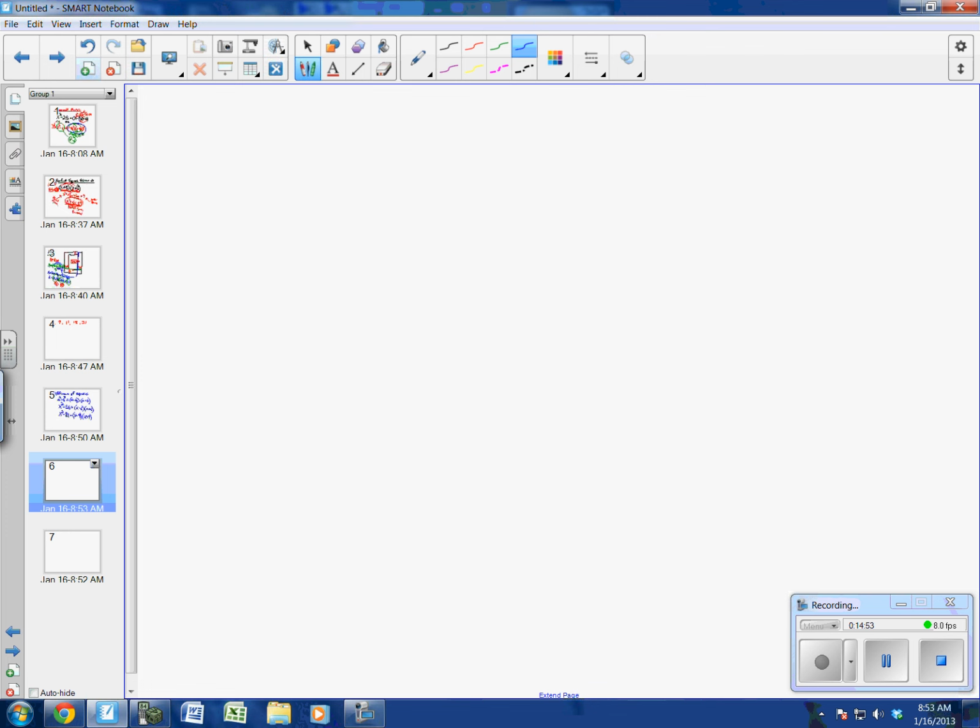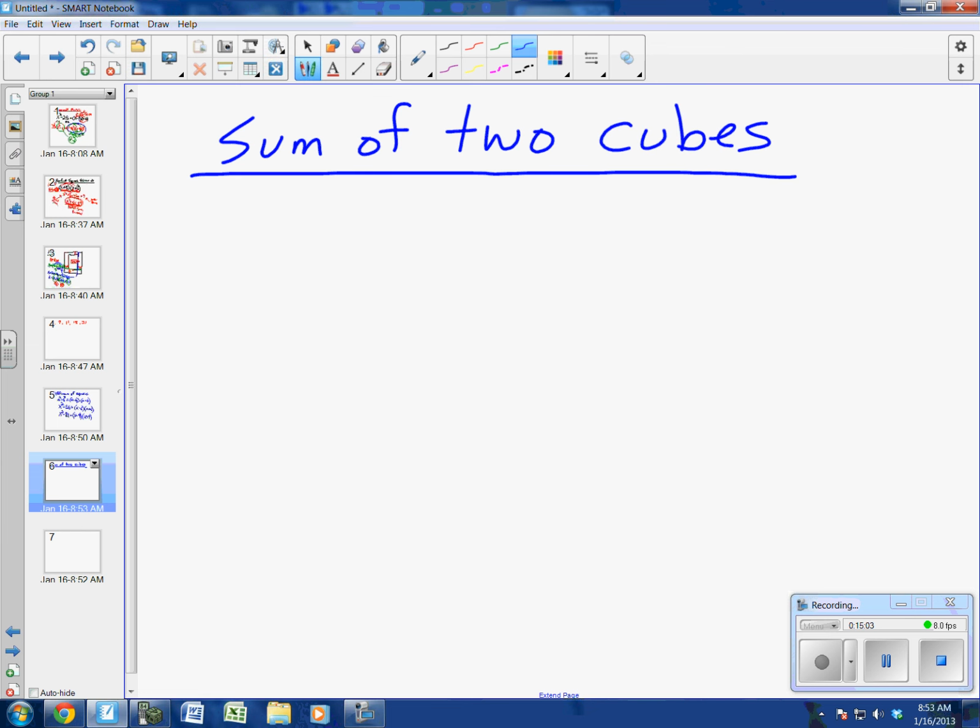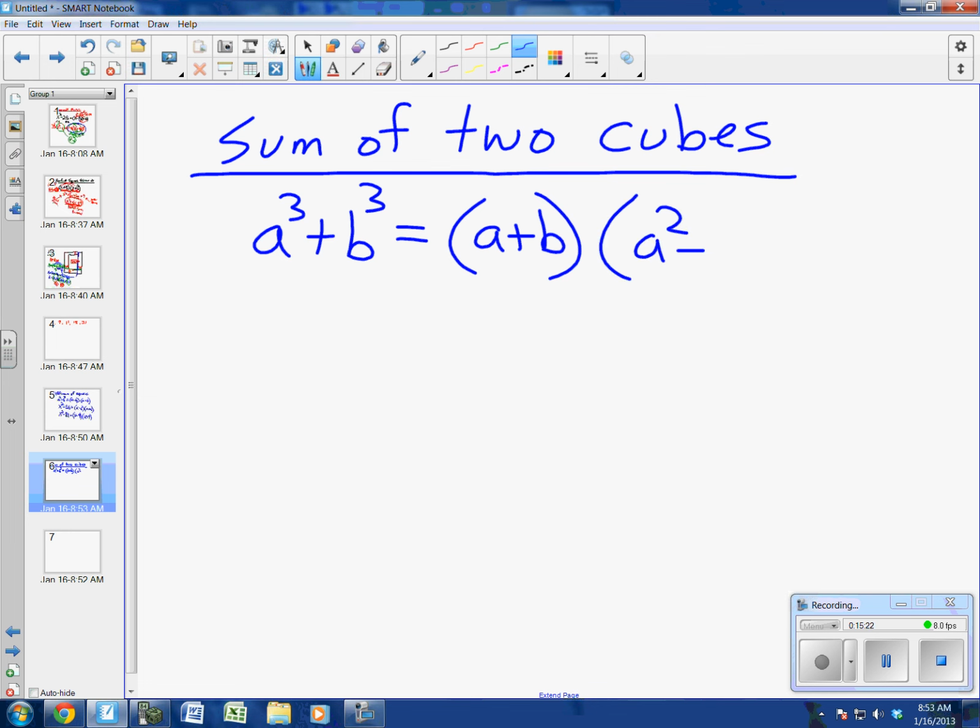Okay, next thing. We are going to do a sum of two cubes. This is a formula for the sum of two cubes. You have a cubed plus b cubed equals a plus b times a squared minus ab plus b squared.